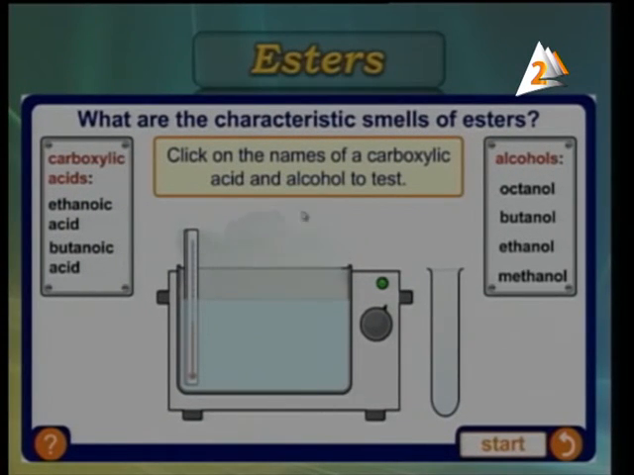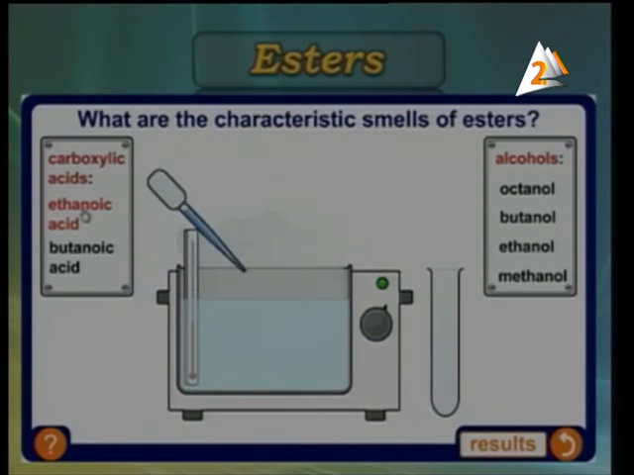So here, what are the characteristic smells of esters? It's very interesting to know this. We have here alcohol. In the other one we have carboxylic acid. So if I put the carboxylic acid with any one of them, let's go and see what happened. First one, which one do I choose? Ethanoic acid or butanoic acid? Ethanoic acid. I put some amount here.